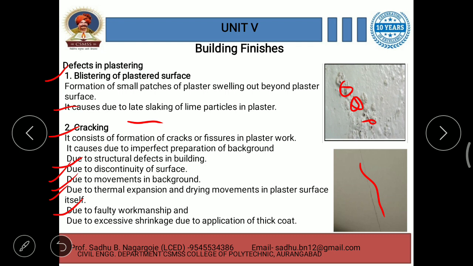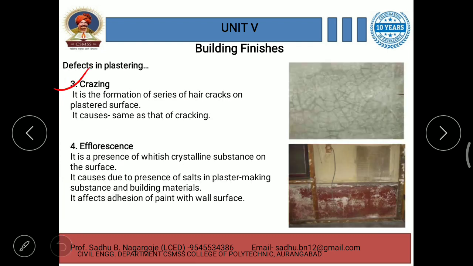The first one is blistering, then cracking, third one is crazing. It is the formation of a series of hair cracks on the plastered surface, and that is called crazing. It is caused the same as cracking.